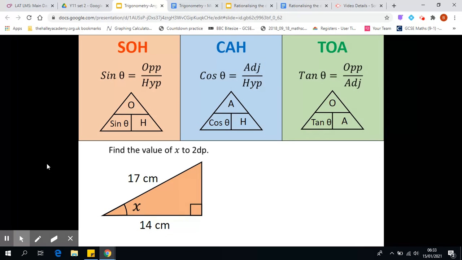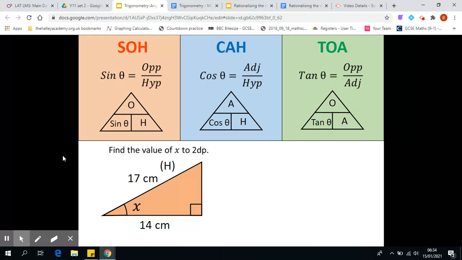Using the two examples provided earlier, please find the value of x in this question. Press pause now and attempt the question. Once completed, press play to check your answer.